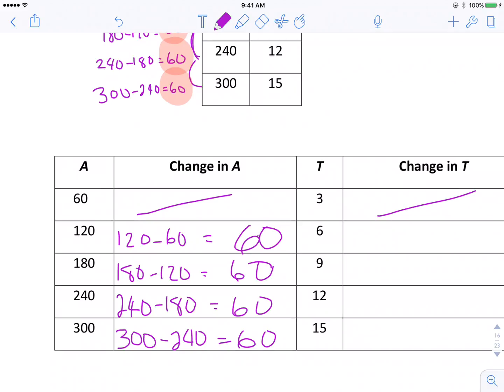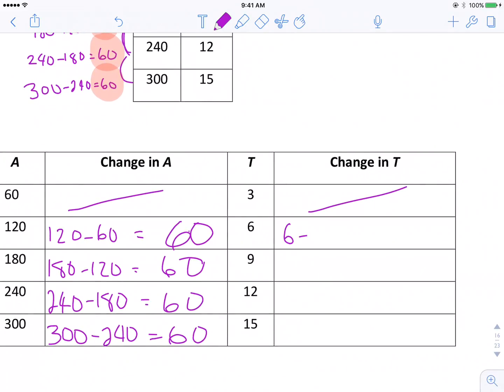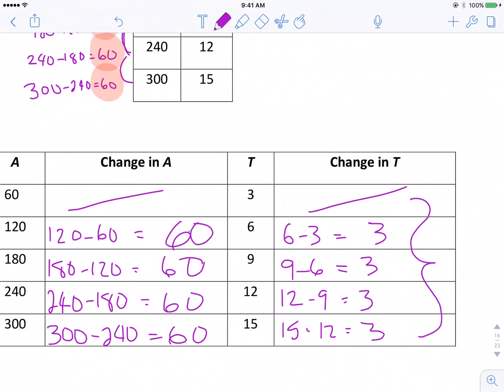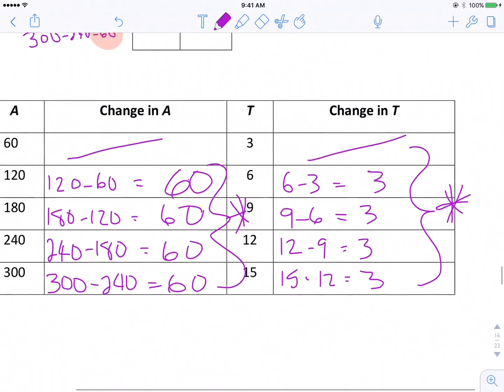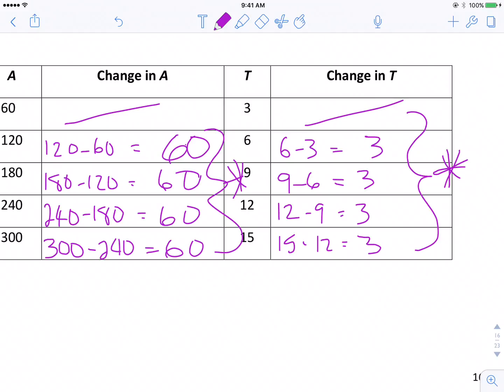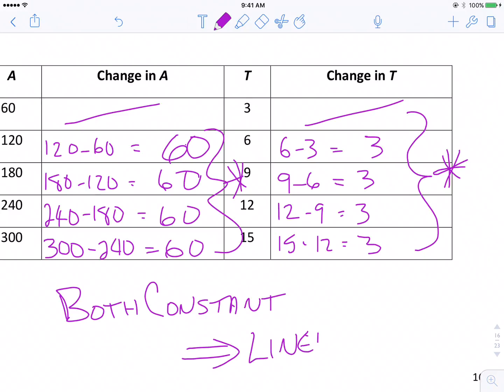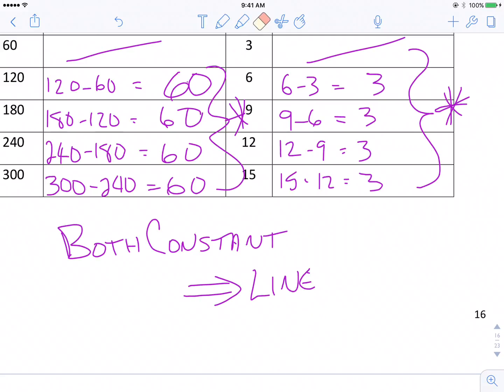And we do the same in our dependent variable list as well. 6 minus 3 is equal to 3. 9 minus 6 is equal to 3. 12 minus 9 is equal to 3. And 15 minus 12 is equal to 3. So again, we have a constant change here of 3, and a constant change here of 60. Because we have a constant change in both the independent and dependent variables, then we have a linear relation.